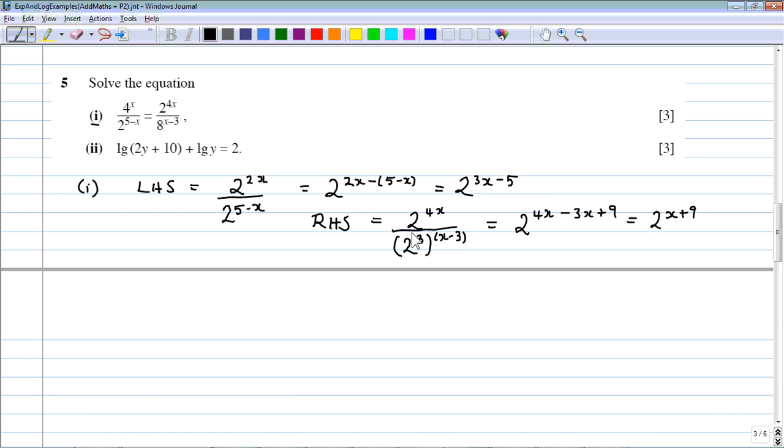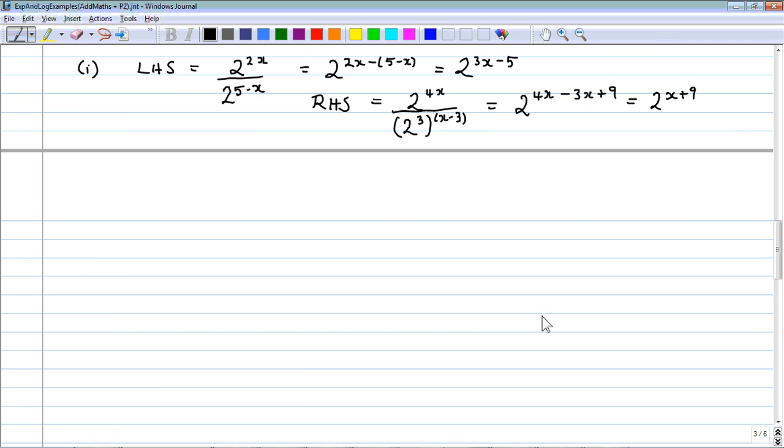So now we have this equation. The left hand side is equal to the right hand side, so I've got 2 to the power 3x minus 5 is equal to 2 to the power x plus 9. Now you might wonder for a moment whether it's valid to just assume that 3x minus 5 must be equal to x plus 9. Well, it is. If you were paying attention, you know that these functions are monotonic. They're one-to-one.